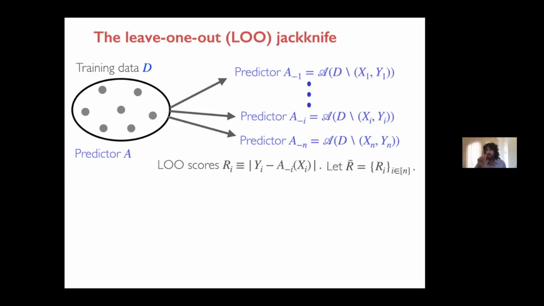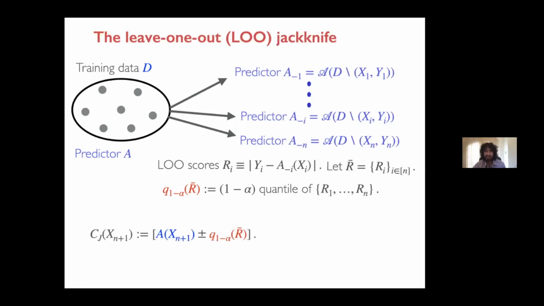And then you can call R bar this set of leave one out residuals. You can call Q1 minus alpha of R bar the 1 minus alpha quantile of these leave one out residuals. And here's the Jackknife interval that I would produce. It's A of xn plus 1, that's my point prediction. And instead of adding and subtracting the held out split conformal residuals, I'm going to add and subtract the leave one out residuals. And so this is called the Jackknife interval.